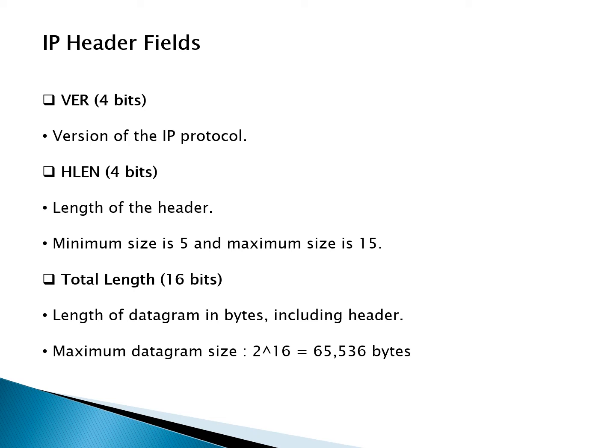The next field is total length. It indicates the total size of the datagram including the header. It is 16 bits long. So the maximum size of a datagram is 2 power 16, which is equivalent to 65,536 bytes. One thing, keep this in mind: these 65,536 bytes include the 20 bytes of IP header.